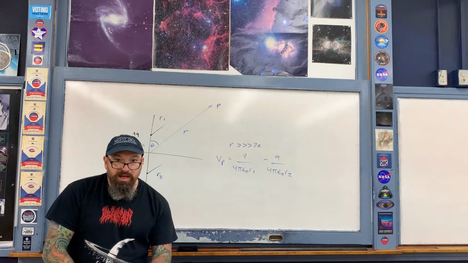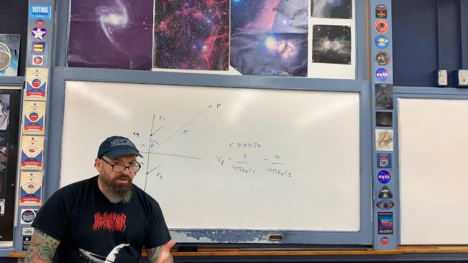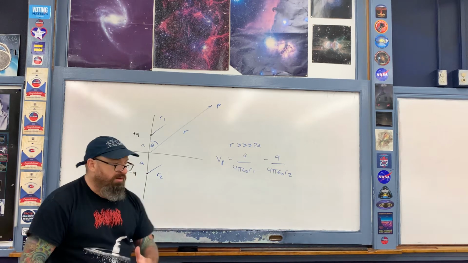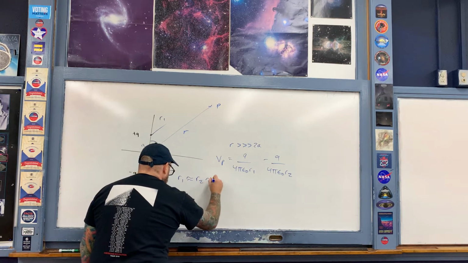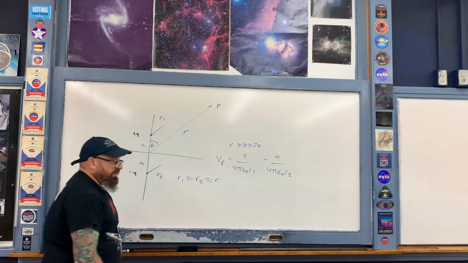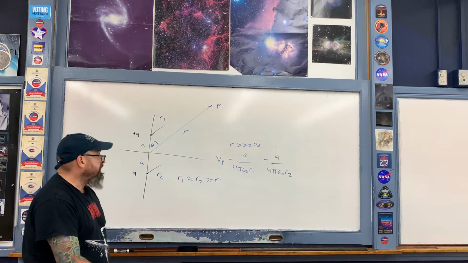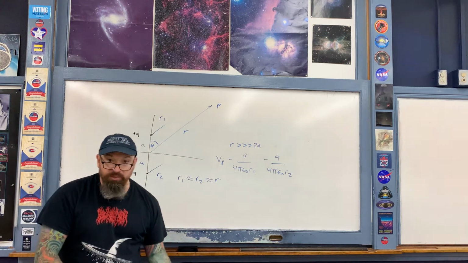In addition to that, because we are very far from the molecule, R1 and R2 are about the same thing, and they're both about equal to R. Once again, all three of these lines here are very close to being parallel to each other as long as point P is very far away in space.